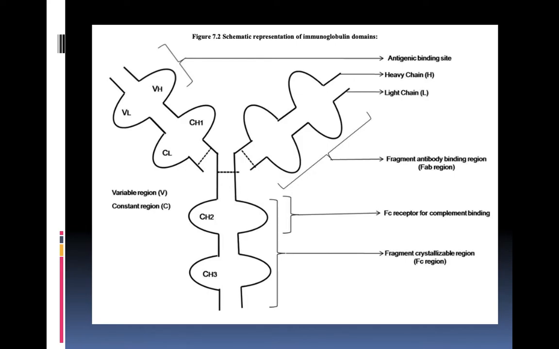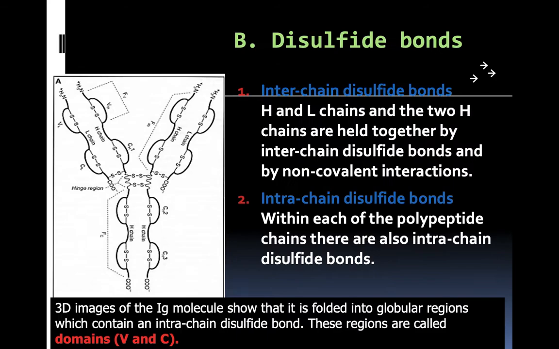Now, the second component of immunoglobulins that we will talk about are the disulfide bonds. We're done with the light and heavy chain. Now, let's talk about the disulfide bonds. Disulfide bonds are of two types: interchain disulfide bonds, along with non-covalent interactions, hold the heavy and light chains together.